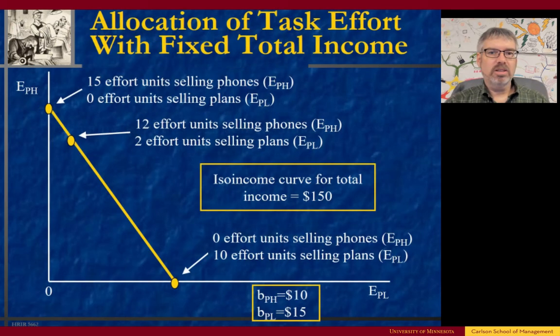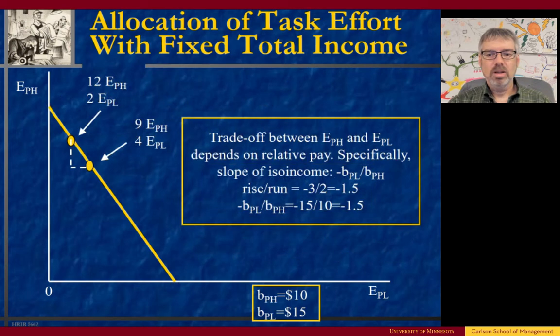So, combinations of effort on plans and phones that yield the same level of income. This is very similar again to an isocost curve, right? We could devote 15 units of effort to selling phones and none to plans, and that would give us $150. We could do the opposite. We could devote 10 units of effort to selling plans and 0 to phones. That would also give us $150 in income, or we could do anything in between, right? And we're trading them off at the rate of the relative incentives for the two, which is captured here on this slide.